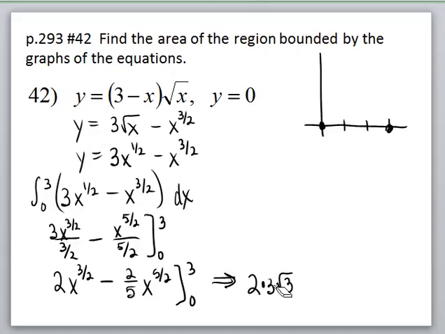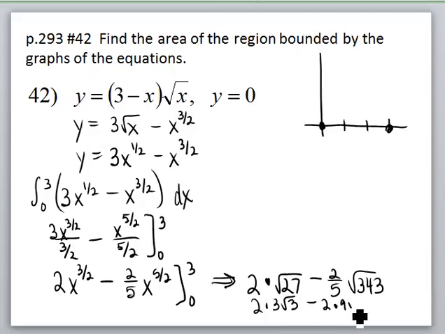Maybe I'll go ahead and write it that way because that's probably how most of you are doing it. So it'd be the square root of 27 minus 2/5, and then when I plug in 3, I have 3 to the 5th power. 3 to the 5th power is 243, so I have the square root of 243. When I simplify all these things, I'd have 2 times 3 square root of 3 minus 2 times 9 square root of 3 all over 5 here.